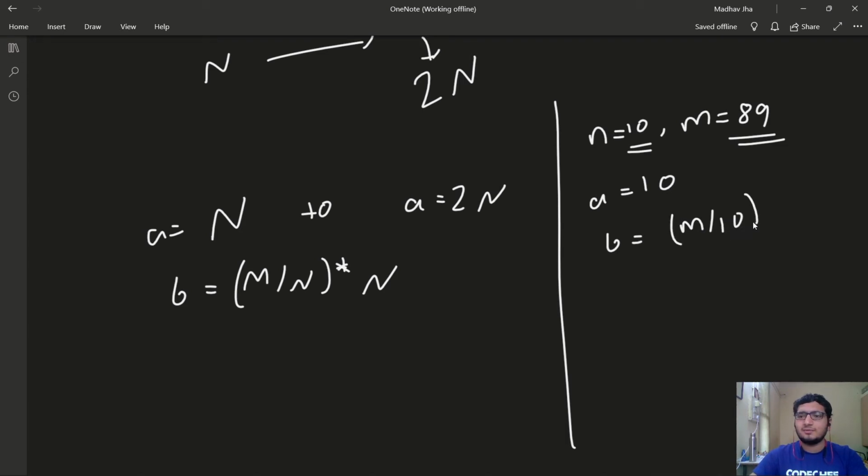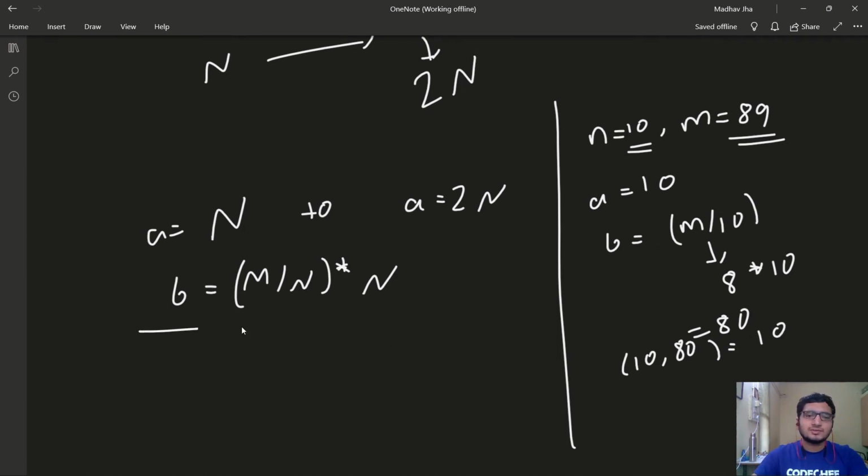Now, what is m divided by 10? What is the maximum that you can get? So 89 by 10, 8.9, the integer would be 8. So 8 into 10, 80. So we can say our b will be 80. Now, if you check, as we saw previously, right, the GCD will be equal to 10.